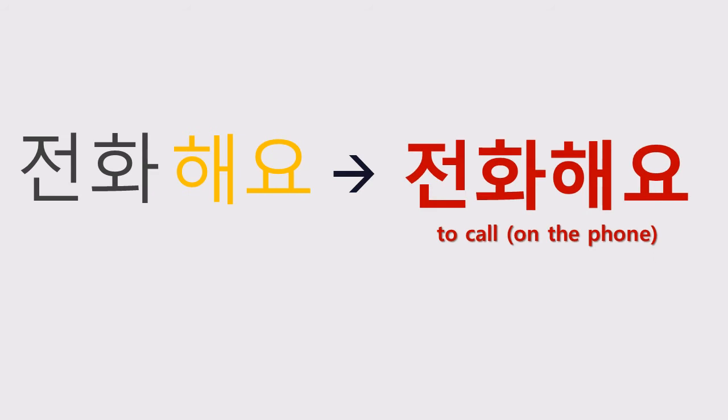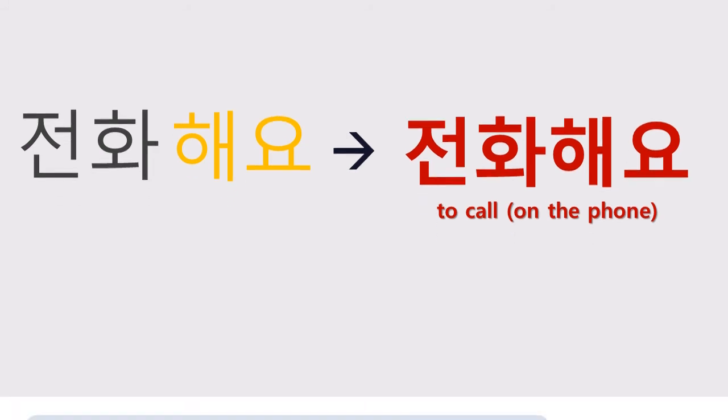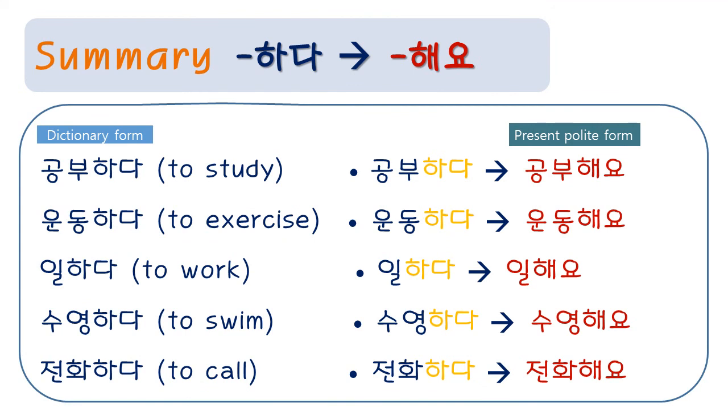전화하다 means to call someone on the phone. Becomes 전화해요. So you can memorize all of these verbs and then remember how to conjugate them in the present tense polite form. So here's some verbs to practice. 공부하다, 공부해요. 운동하다, 운동해요. 일하다, 일해요. 수영하다, 수영해요. 전화하다, 전화해요.